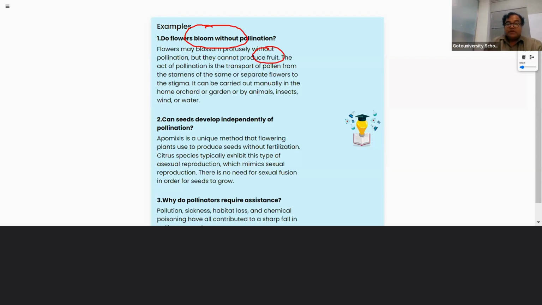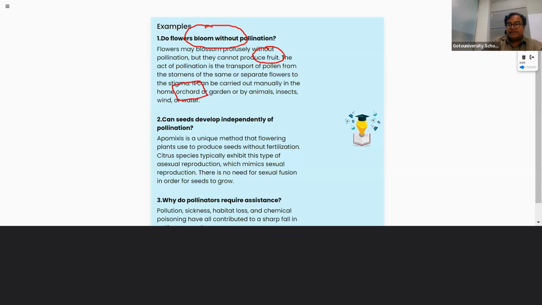Here, the stamen and stigma are in the same flower, and the pollen grain is transferred within the same flower, right? An example is a home orchard or garden. In this orchard plant, you can't see the fruits, right? So, do flowers bloom without pollination? Yes, of course it happens, but it won't make fruits, right?